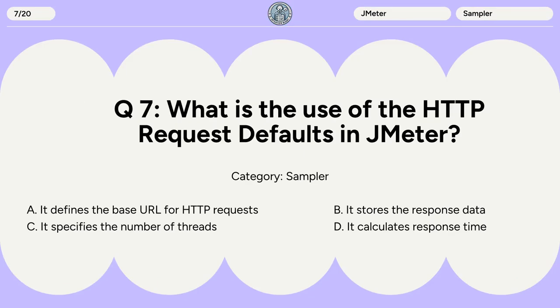Question 7. What is the use of the HTTP Request Defaults in JMeter? A. It defines the base URL for HTTP requests. B. It stores the response data. C. It specifies the number of threads. D. It calculates response time.